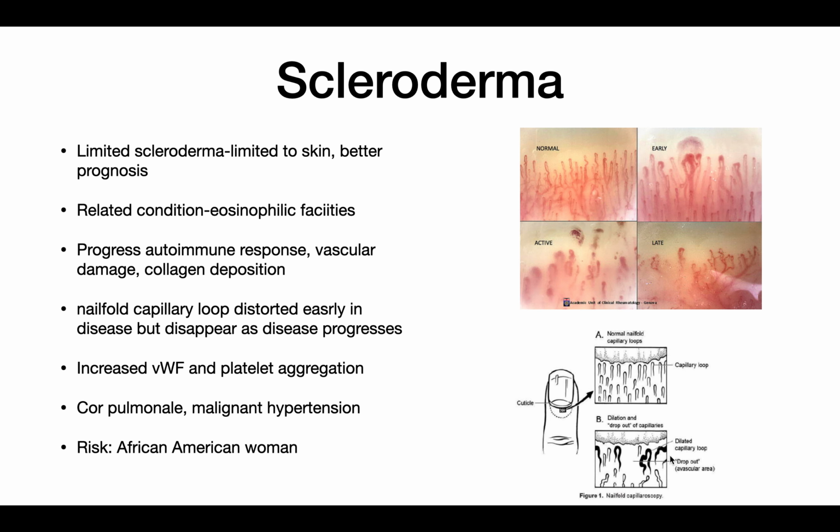In the laboratory tests, there's going to be increased von Willebrand factor and platelet aggregation, and they can progress to cor pulmonale and malignant hypertension because of all of the collagen deposition. It's not going to allow the vessels to dilate, leading to hypertrophy of the heart. And then there's going to be pulmonary insufficiency, so it can cause heart problems. The risks are higher in African American women.